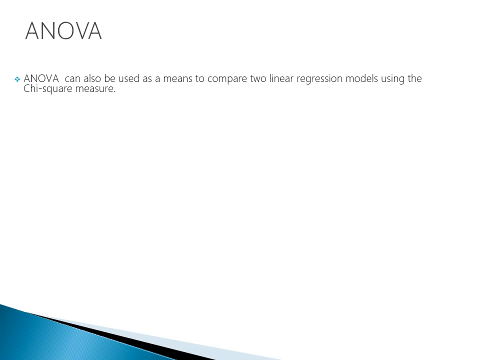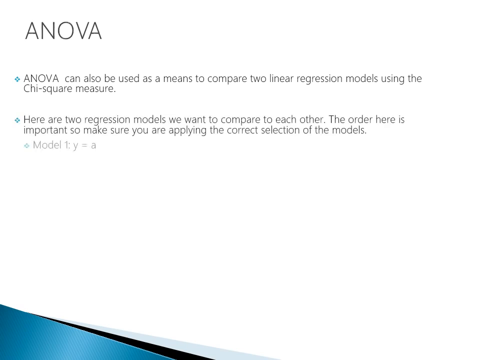ANOVA can also be used as a means to compare two linear regression models using the chi-square measure. So ANOVA is even more flexible: not just individual variables we can compare, but we can actually compare specifications of models. Here are two regression models we want to compare to each other. The order here is important, so make sure that you're applying the correct selection of the models.